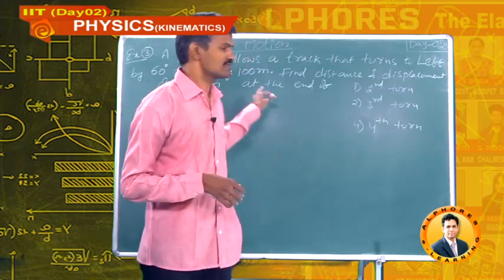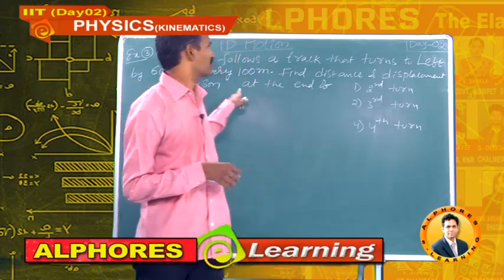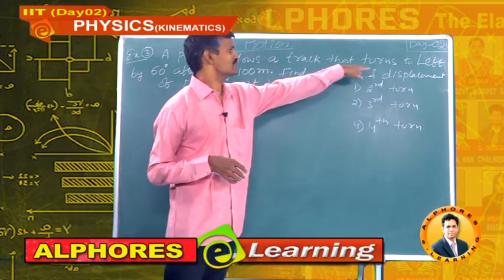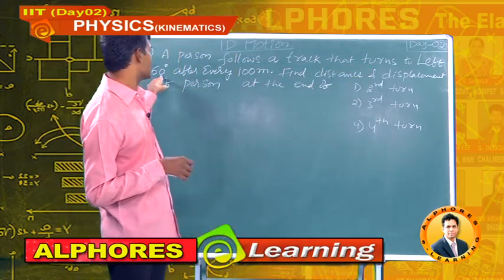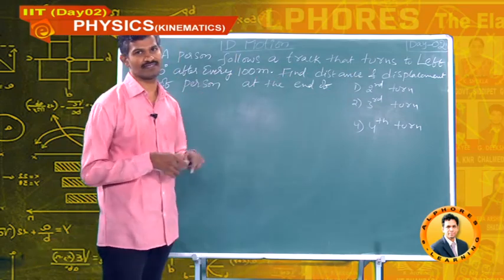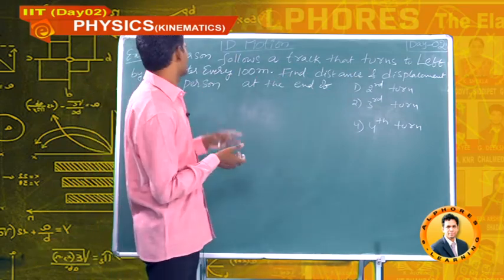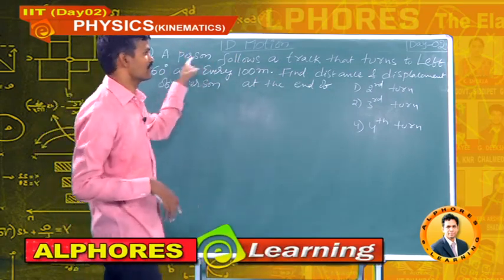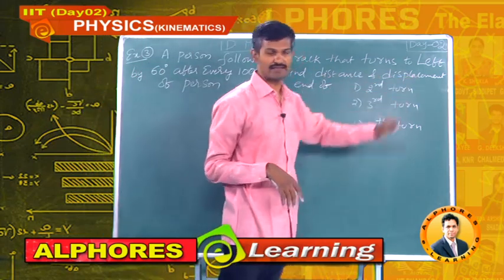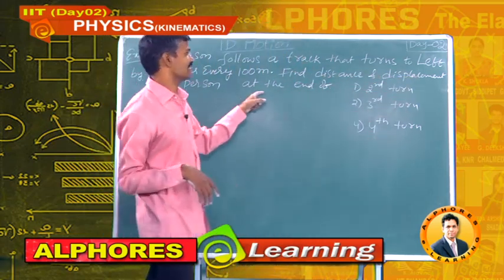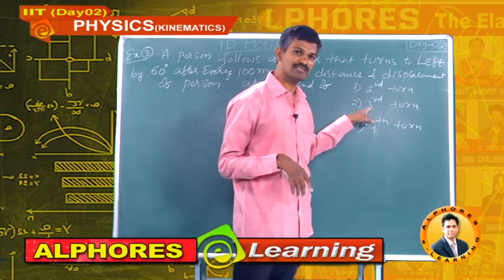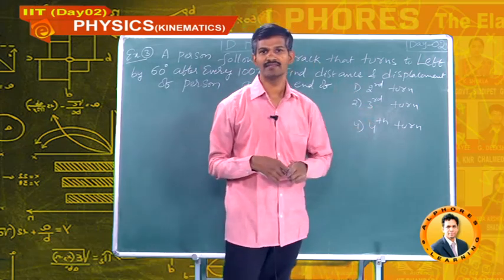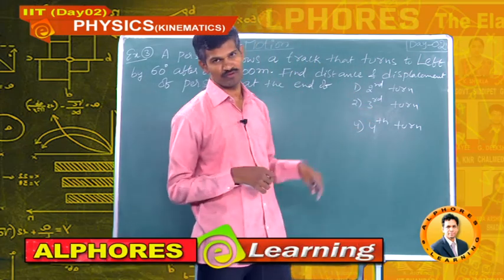Okay students, this is our next problem. In this problem, a person follows a track that turns to left by 60 degrees after every 100 meters. For every 100 meters, this track turns 60 degrees to his left. Find the distance and displacement of the person at the end of second turn, third turn and fourth turn. So we have to find distance and displacement in the following cases. This is one important problem.